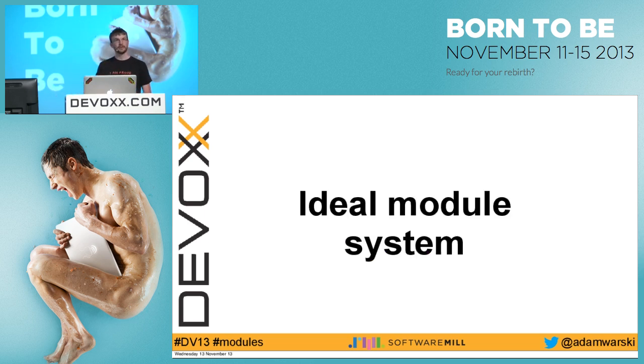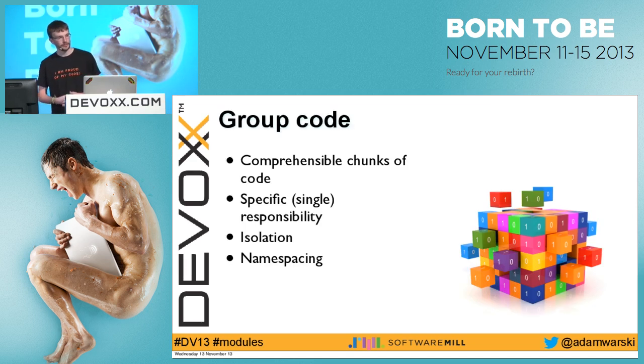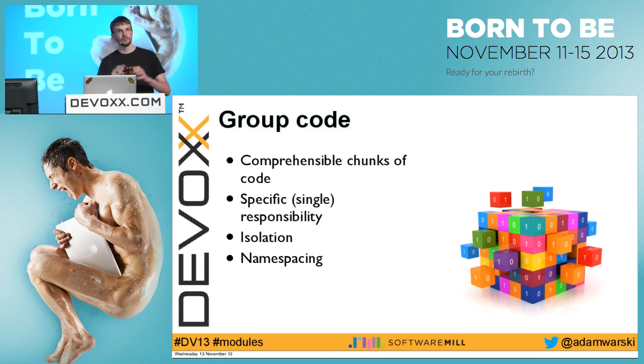Okay, so let's now look at some of the characteristics that module systems can have. Each of these module systems, which I talked about before, can be characterized by these traits. A universal property of each, at least decent, module system is grouping code, right? We want a module, whatever that means, to group code in comprehensible chunks, so we want to be able to understand what the code in the module does.